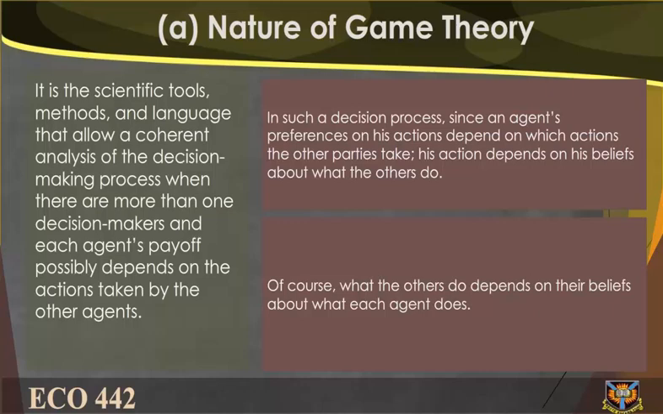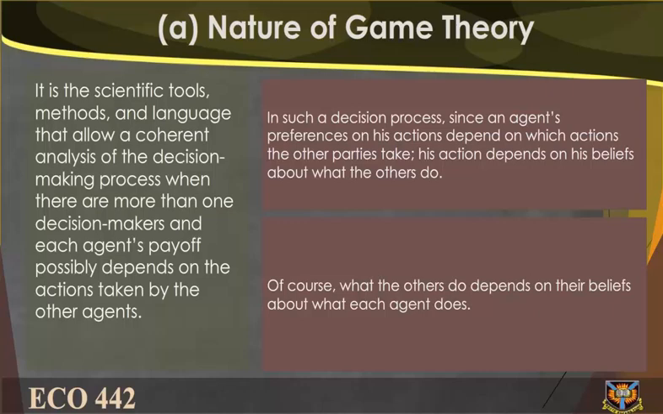A. Nature of game theory. It is the scientific tools, methods, and language that allow a coherent analysis of the decision-making process when there is more than one decision maker and each agent's payoff possibly depends on the actions taken by the other agents. In such a decision process, since an agent's preferences on his actions depend on which actions the other parties take, his action depends on his beliefs about what the others do.